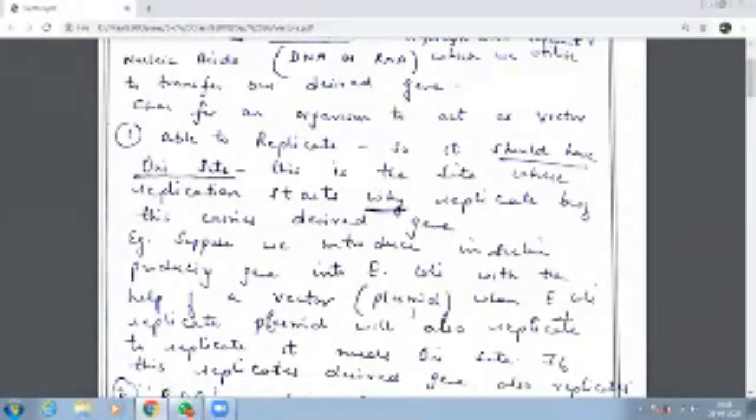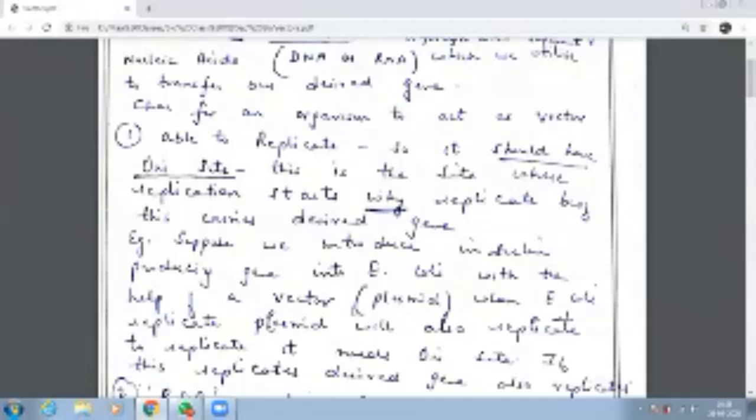Plasmid. If you remember that circular thing I had made, which we cut and then made linear. That is what we call, what is that called? That is your vector over here.